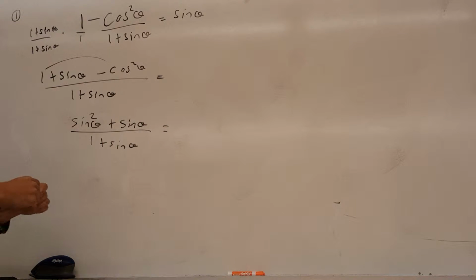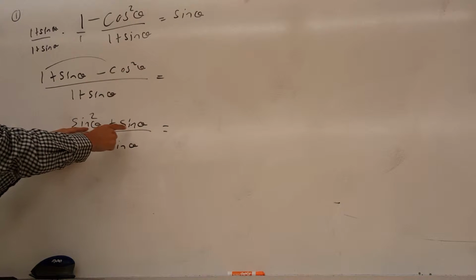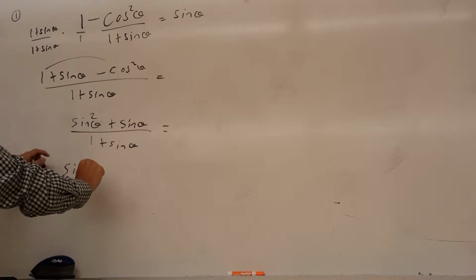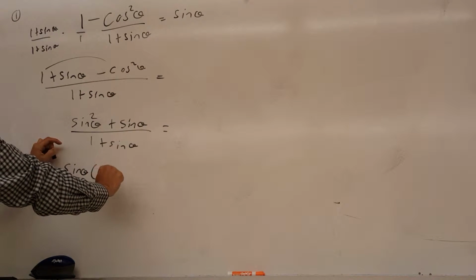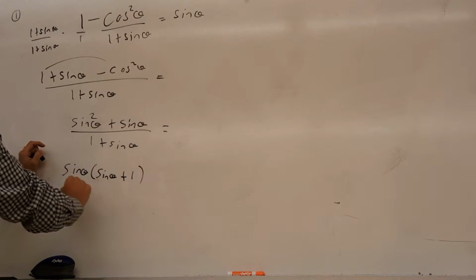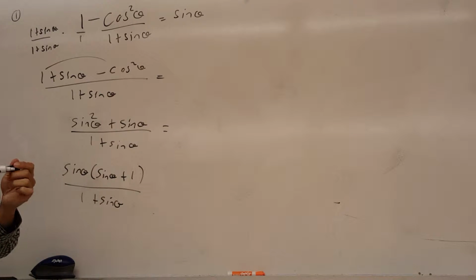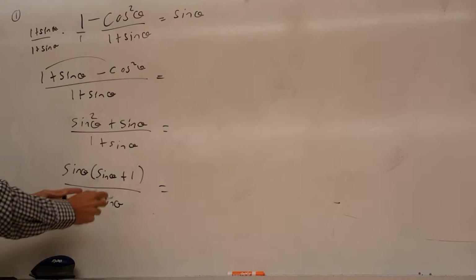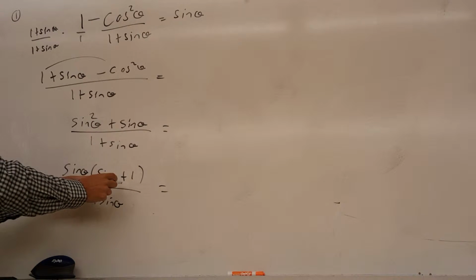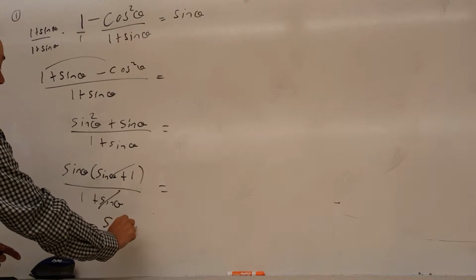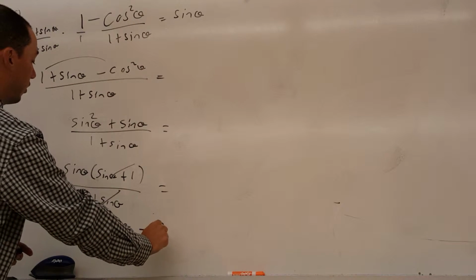Okay. See, I mentioned I want to get to sine theta. Here, I have sine squared plus sine. I can factor out a sine. So sine theta times sine theta plus 1 over 1 plus sine theta. One plus sine theta cancels with sine theta plus 1. They're the same. Cancel, cancel. Sine theta equals sine theta.